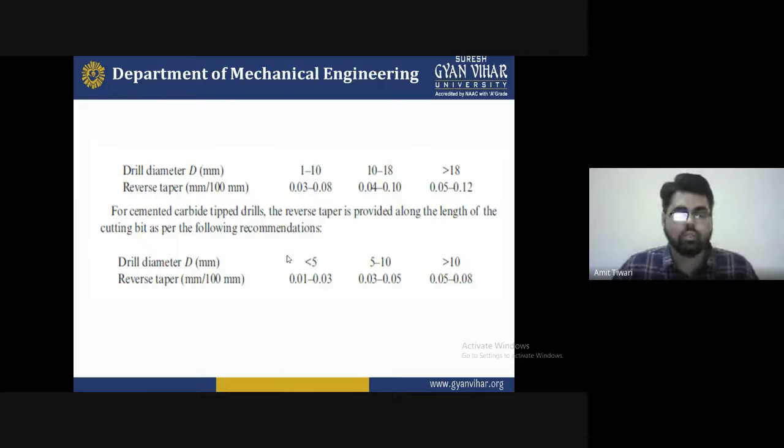So for the cemented carbide drill tip, a reverse taper is provided along the length of the cutting bit as per the following recommendations. So for the drilling diameter, we have to select within this range. If it is in the 5 to 10 range, then you select 0.03 to 0.05, and if it is less than 10, that means you have to select a reverse taper of 0.05 to 0.08 mm.